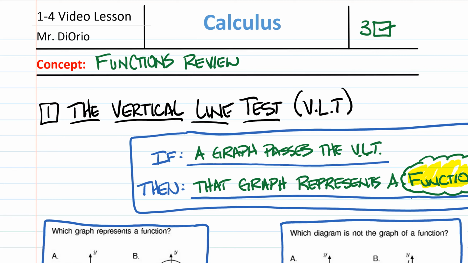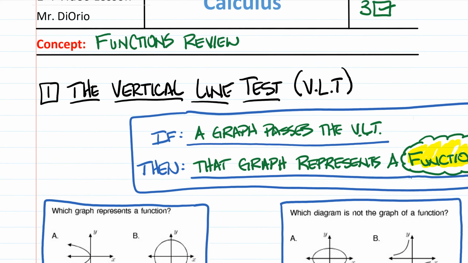Welcome to Calculus Concept 1-4 video lesson on functions review. Three short little boxes here to talk about, and all of this stuff should make some sense to you because we've seen most of this stuff before. So I'm going to go through it pretty quick.